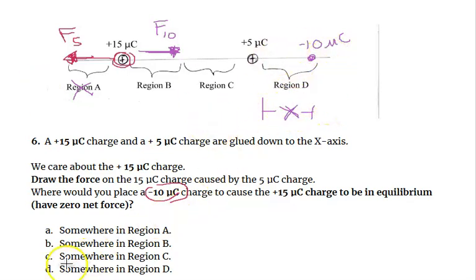So we need to put the 10 somewhere here so that it will pull the charge we care about to the right and be farther away than the 5 is so that it doesn't dominate, right? So 5 is less charged but is closer. 10 has more charge but it's farther away. So the answer is somewhere in region D.